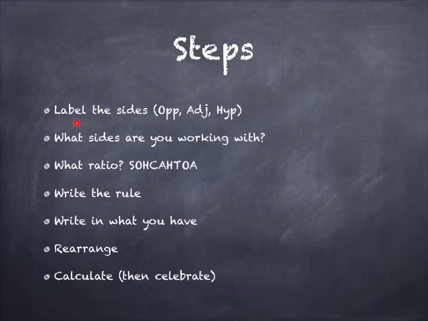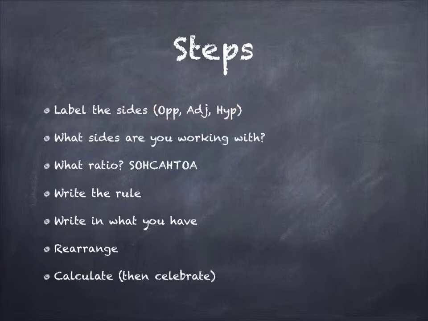First step is label the sides. Every triangle in trigonometry will have an opposite side, an adjacent side, and the hypotenuse. Remember that the hypotenuse is the longest side, always opposite the right angle. Opposite is the side that is opposite the angle that we're working with, and adjacent is the one next to, or adjacent to, the angle that we're working with. Once we've labelled the sides, we need to look at which two sides we'll be working with. There'll be one side that we know, and there'll always be one side that we are trying to find. So those are the two sides we want, two of these three.